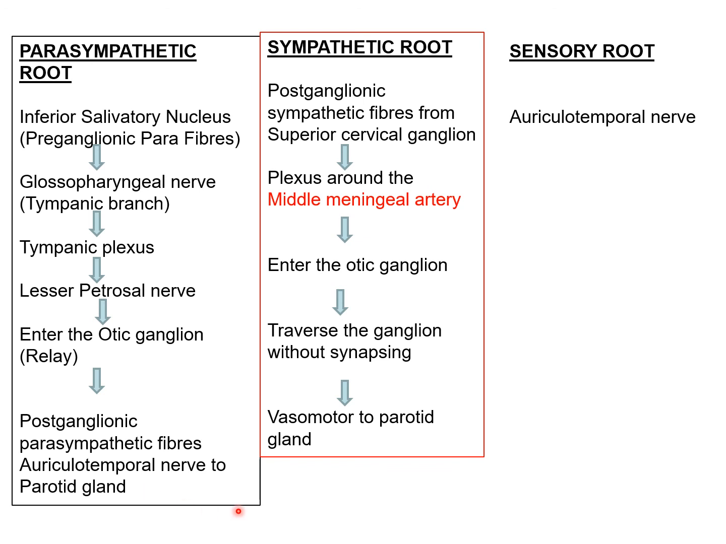The sympathetic root is derived from the postganglionic sympathetic fibers from the superior cervical ganglion, via the plexus around the middle meningeal artery, and it enters the otic ganglion. They traverse the ganglion without relaying and they are vasomotor to the parotid gland. The sensory root is derived from the auriculotemporal nerve.